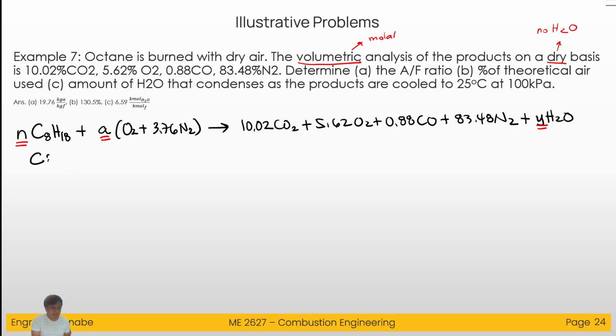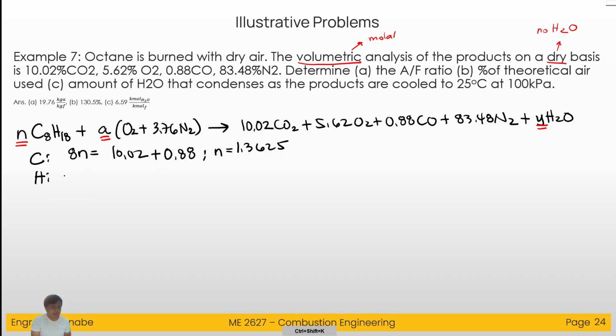So we do the typical thing wherein we do the balancing of the CHON. For carbon, you have 8 times N is equal to the carbon here, 10.02, plus the carbon in the carbon monoxide. We only have 1 for each. So 10.02 plus 0.88, and the N here will be 1.3625.